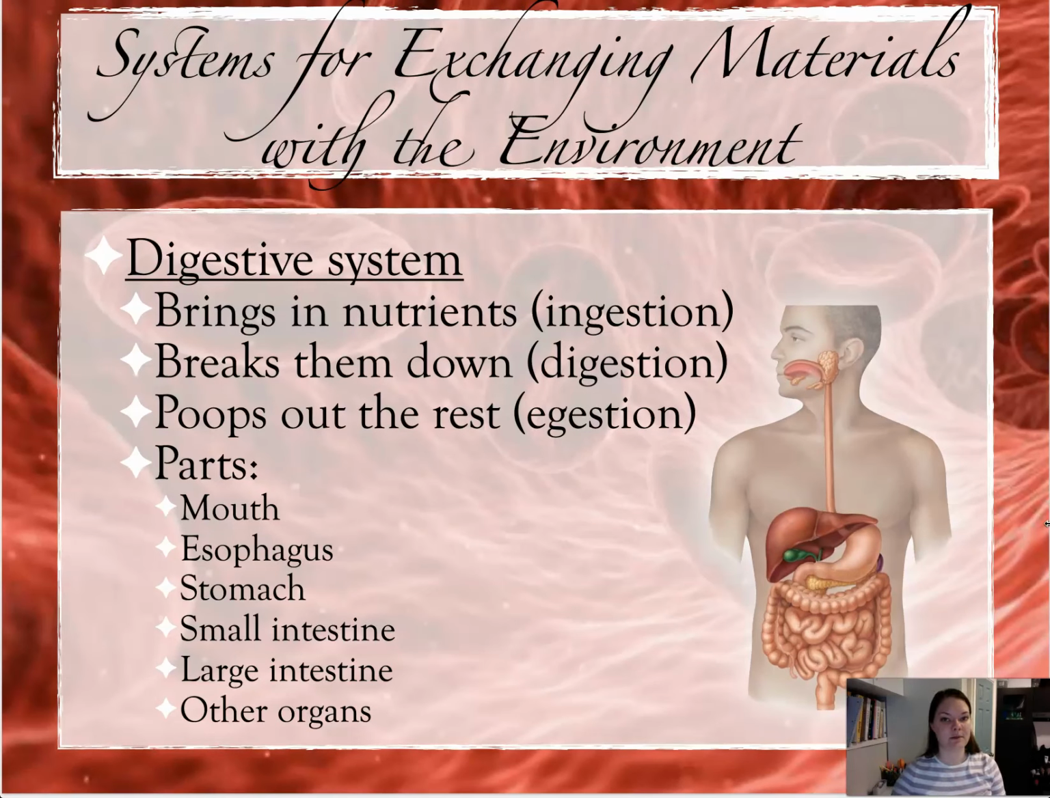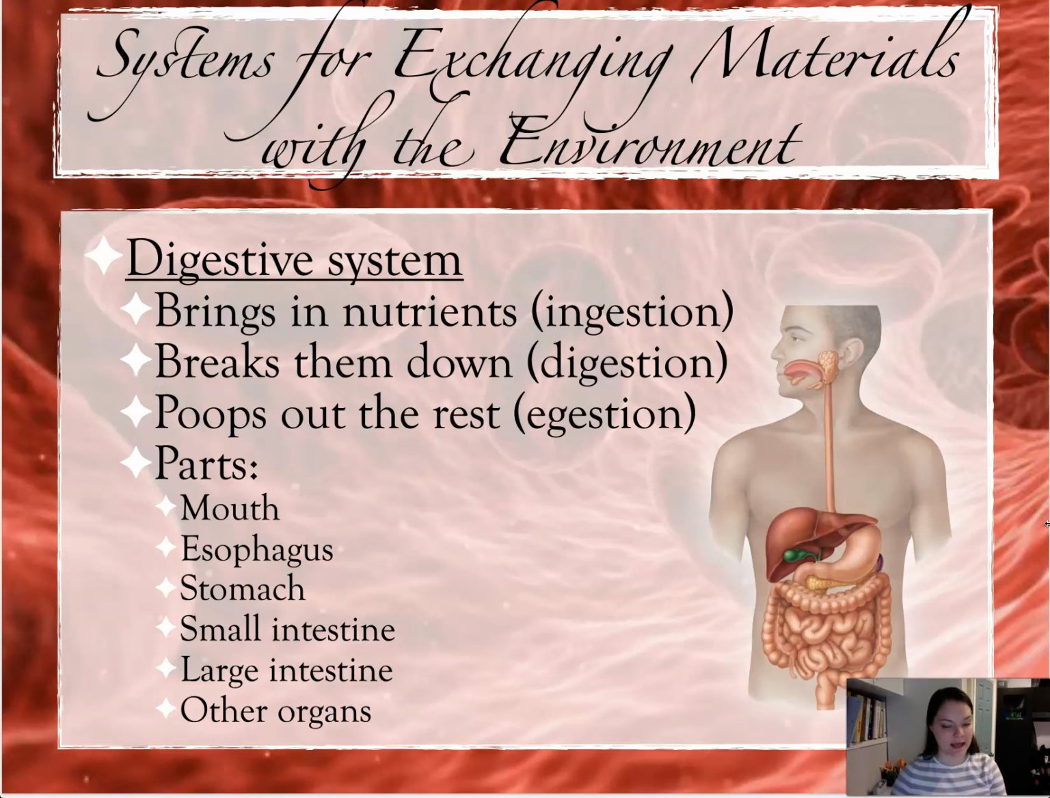And this system's all about bringing in the nutrients, getting those nutrients broken down into pieces that can move into the circulatory system pretty easily, and then taking anything that hasn't been digested and getting rid of it. So those respectively are the processes of ingestion, putting it into your mouth, breaking it down, chew, swallow, digesting, which is then the breakdown of the material, and then egestion, which is getting rid of it at the other end.